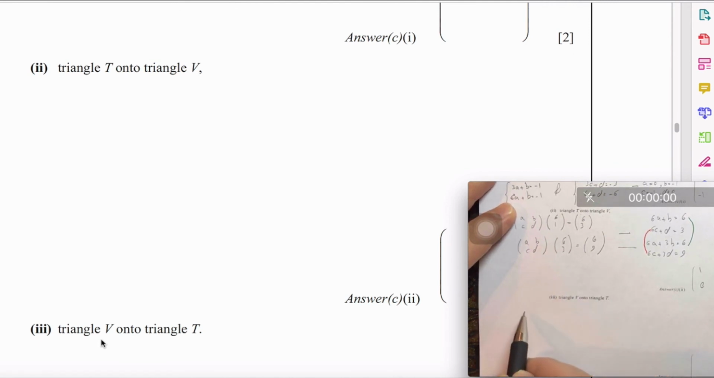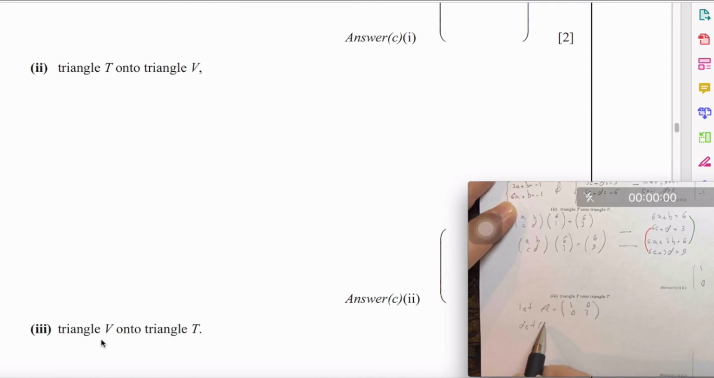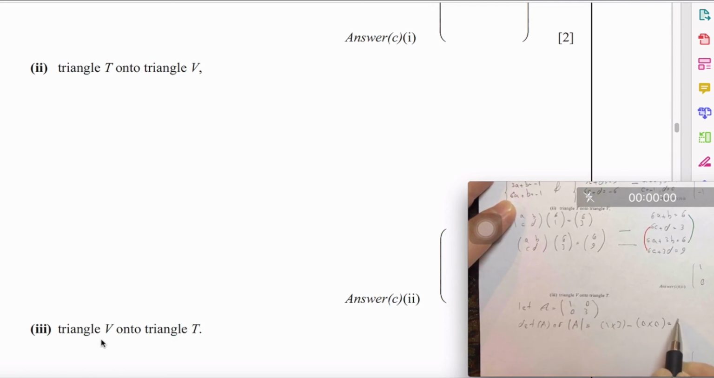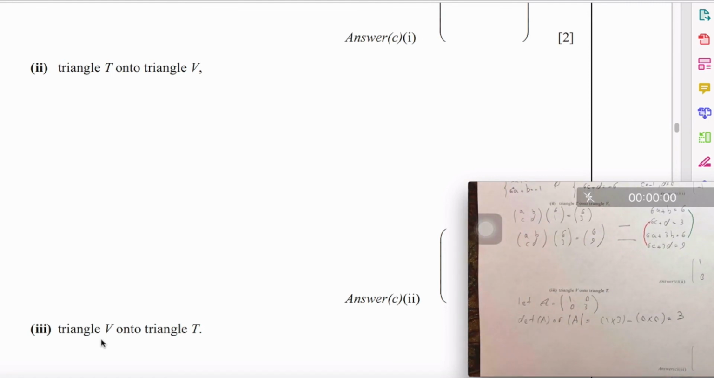So for example, I label this matrix A. Let it be 1, 0, 0, 3. First step is to find the determinant of A. So what is the determinant of A? Product of these two, which is 1 times 3, minus 0 times 0, so it will be 3. If the determinant of the matrix is a non-zero number, the matrix is invertible. So it means that the inverse exists. So you can continue. Otherwise, if it is 0, stop. You can say no inverse. It doesn't have an inverse, or the inverse doesn't exist.